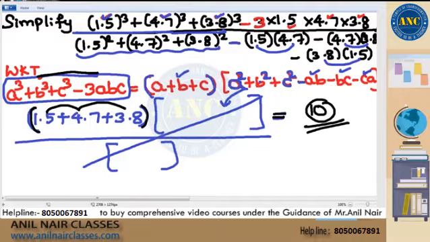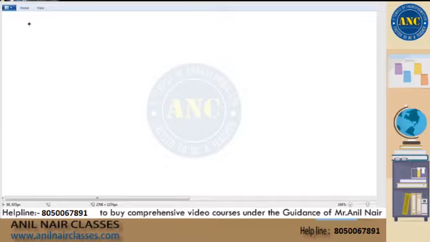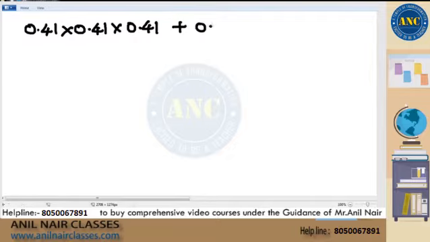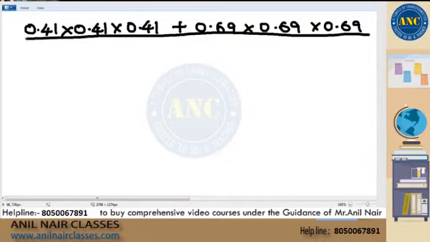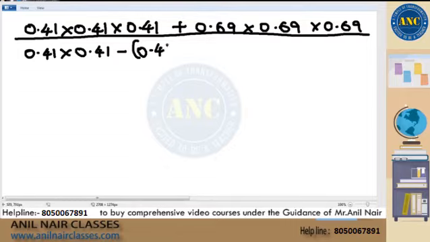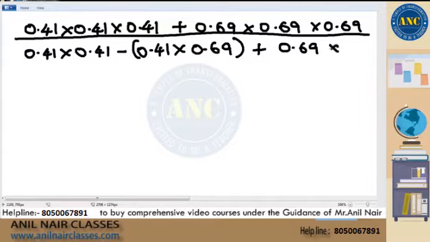Next question. Next, a similar kind of question once again. See here, suppose your question is like this: 0.41 into 0.41 into 0.41 plus 0.69 times 0.69 times 0.69, whole thing divided by 0.41 into 0.41 minus 0.41 into 0.69 plus 0.69 into 0.69.